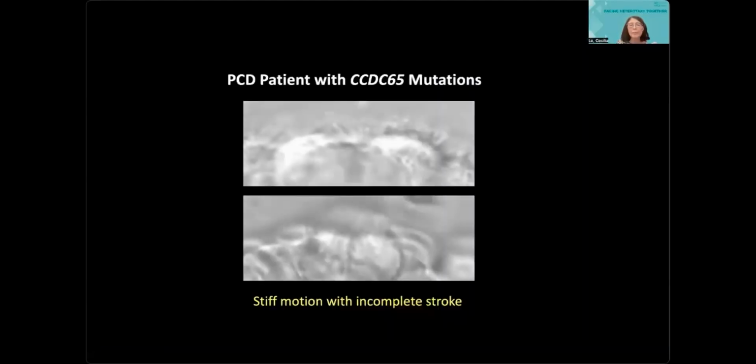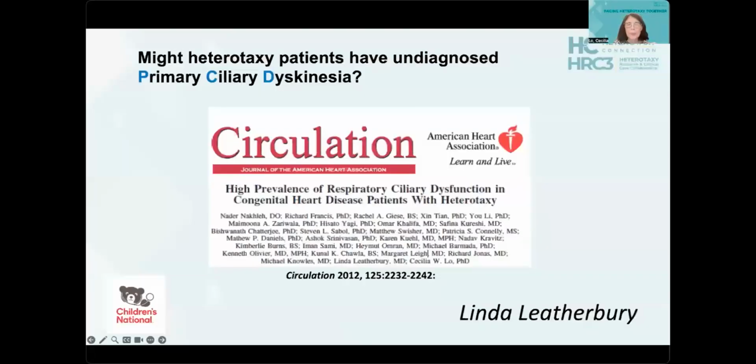And here's just an example of a PCD patient with a CCDC65 mutation, showing in this case stiff motion with incomplete stroke associated with the nasal epithelial cilia. This is a little unusual because most PCD patients show more immotile cilia and only very poor movement of some cilia. So this is more of a motion that we don't normally see.